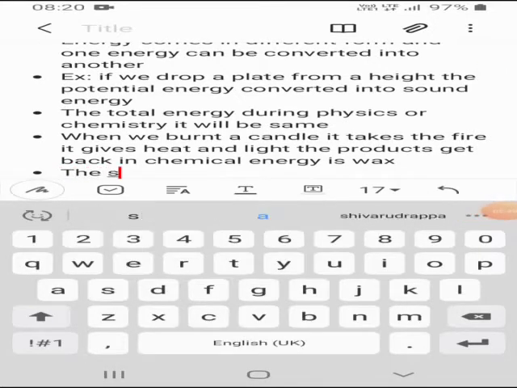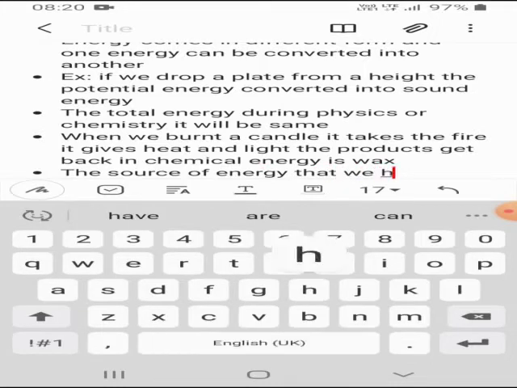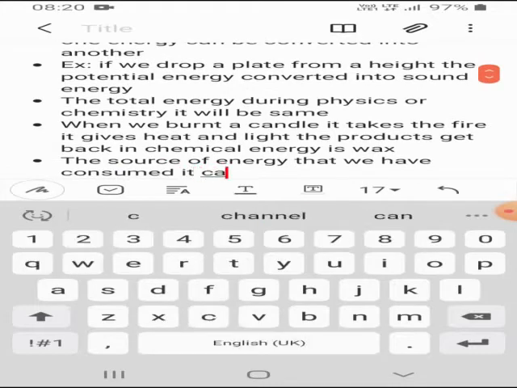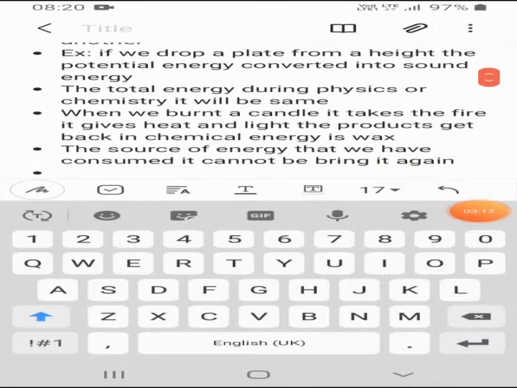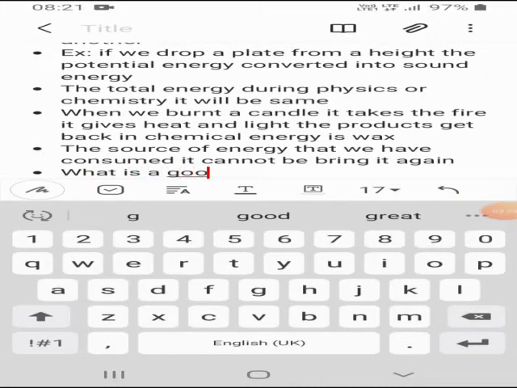But the source of energy that we have consumed cannot be brought again. We cannot bring it again, because one time energy is gone, we cannot bring it back, but we can produce again and again. So what is a good source of energy?